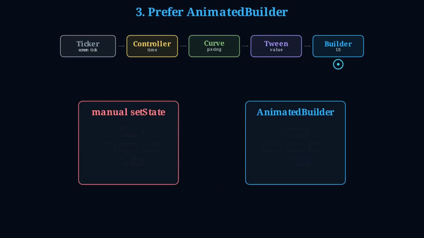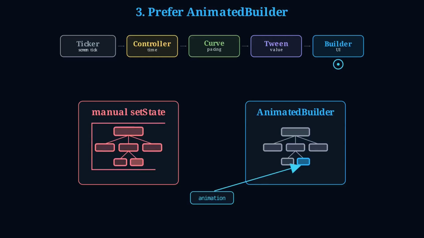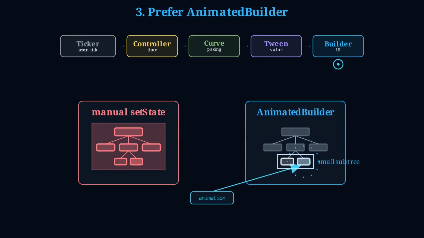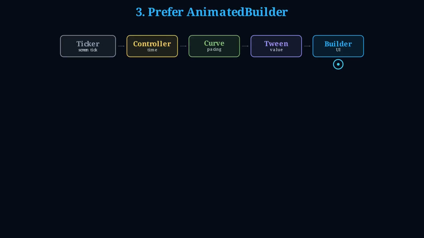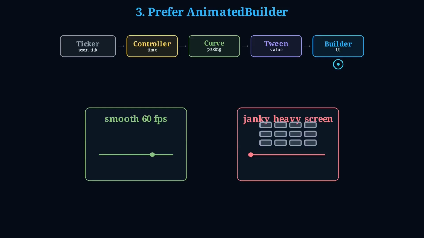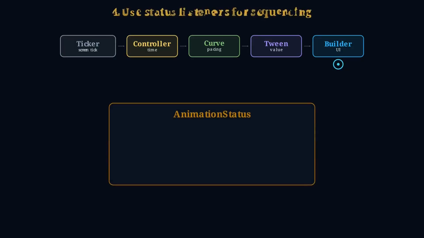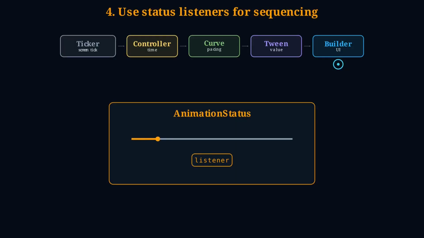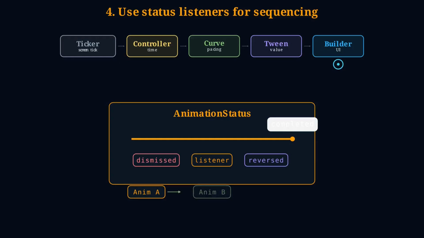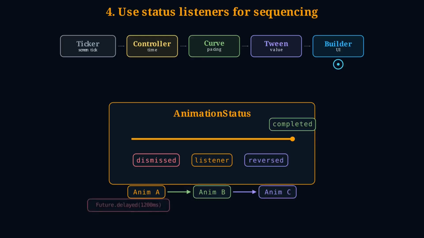Prefer an AnimatedBuilder over managing state yourself. An AnimatedBuilder listens to the animation and rebuilds only its own small subtree, not your entire widget. That's the difference between a smooth 60 frames per second animation and a janky one on a heavier screen. Use status listeners for sequencing. Attaching a status listener tells you when an animation completes, dismisses, or reverses. Perfect for chaining one animation into the next without hard-coding delays.